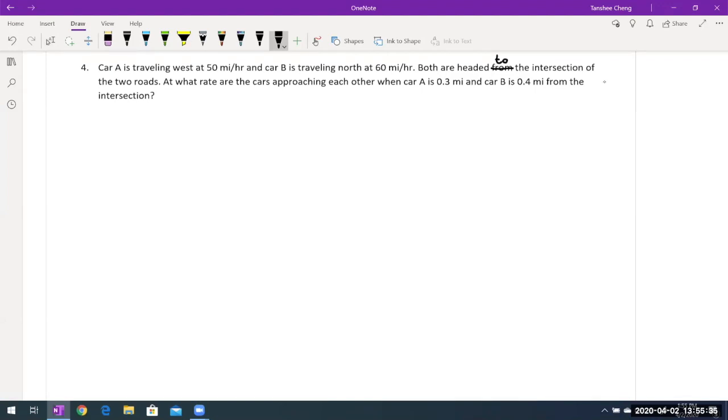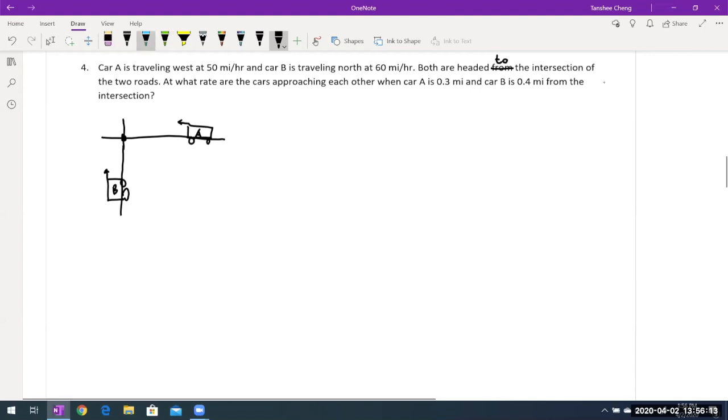So this is how the picture is going to look. Here's my car A. It is traveling west, so here's car A going this direction, right? And here's my car B, going north. Car A and car B are going in those directions, so this is the intersection of 2 roads right here.